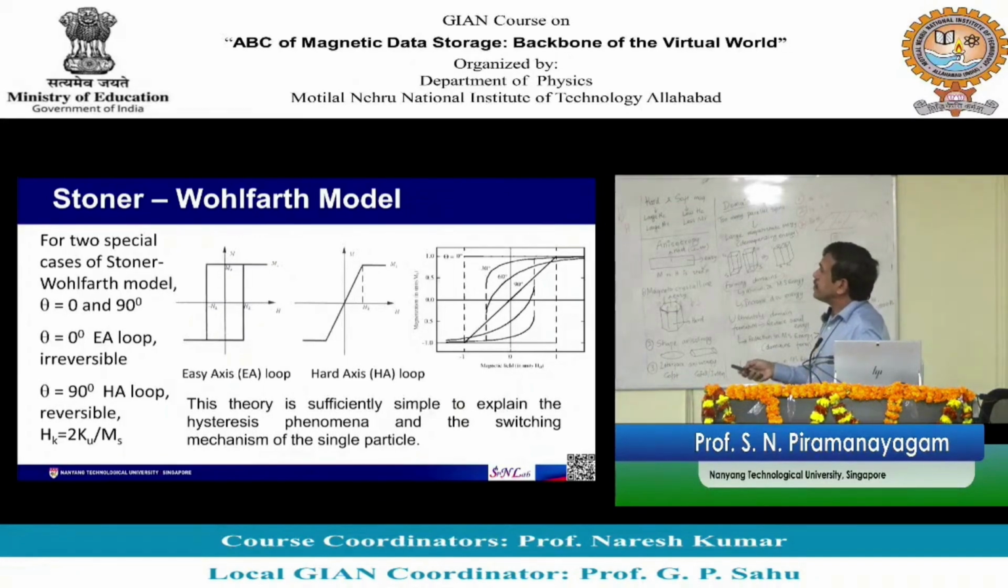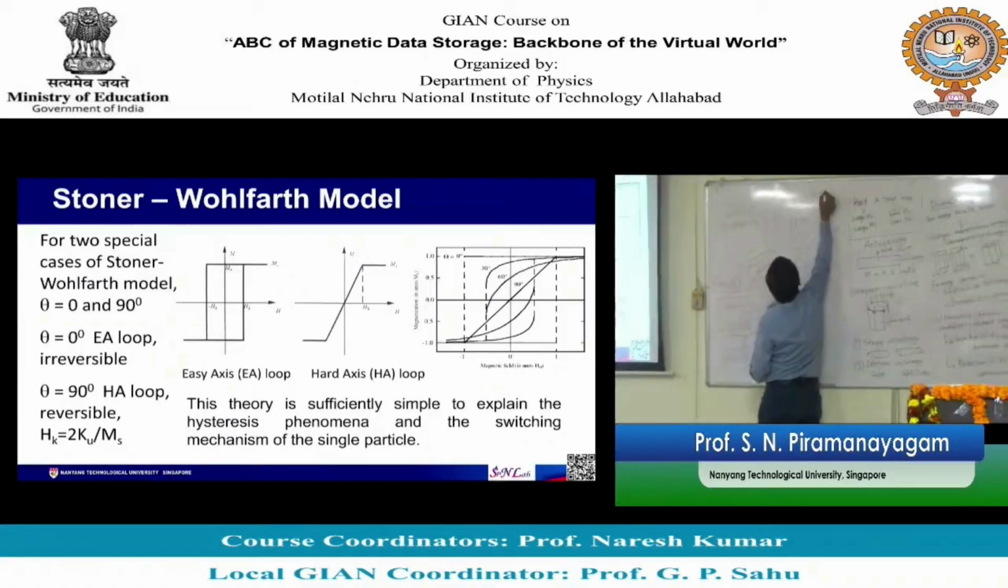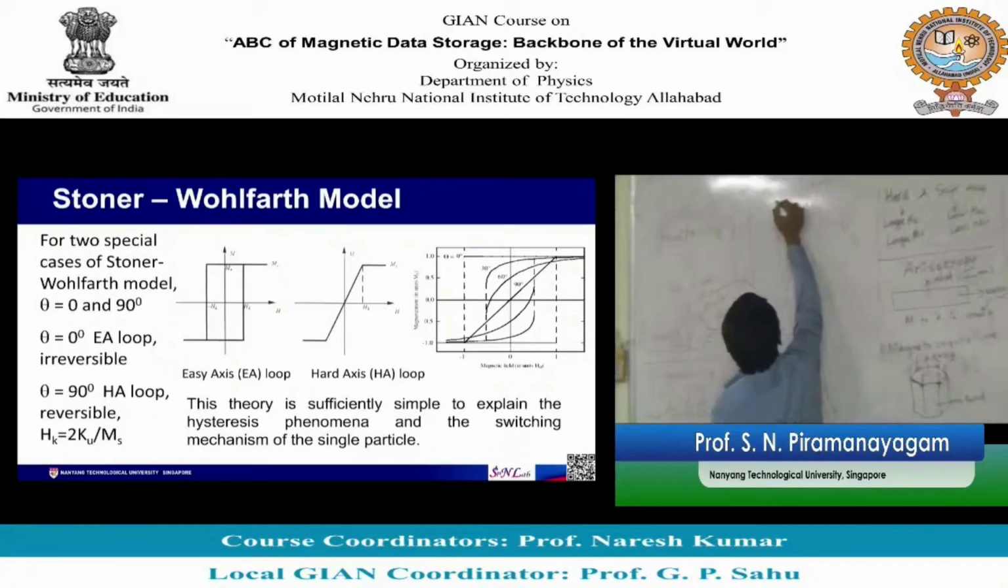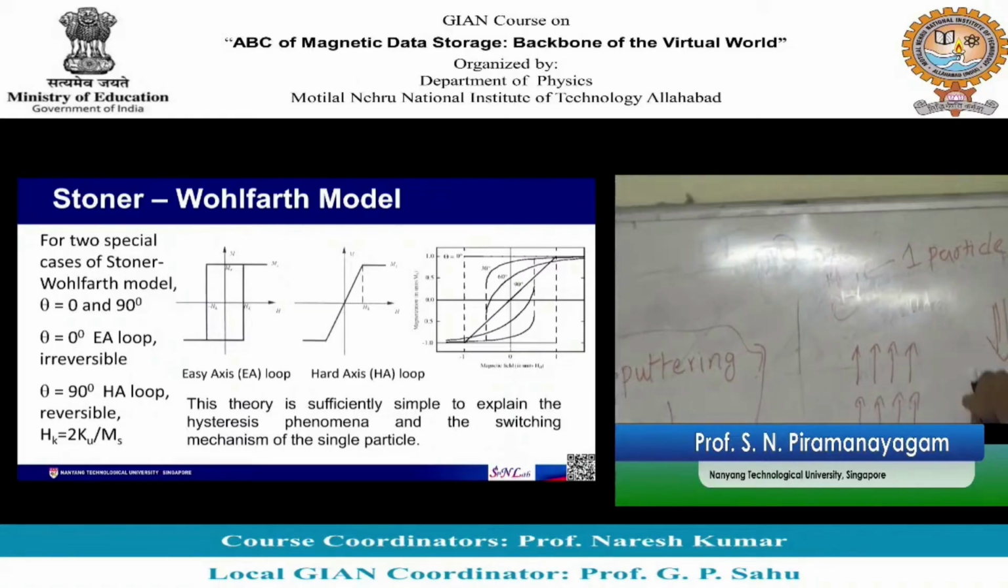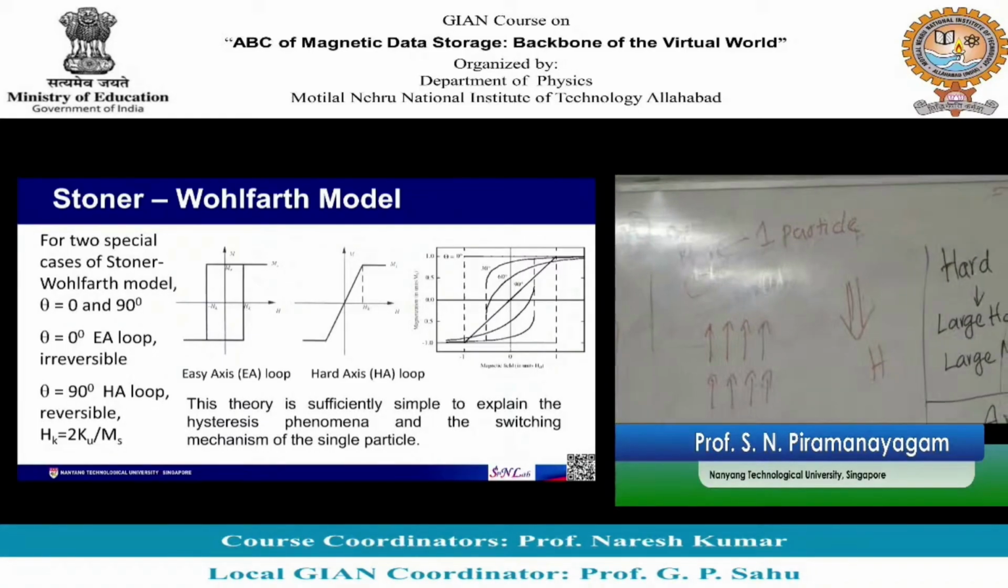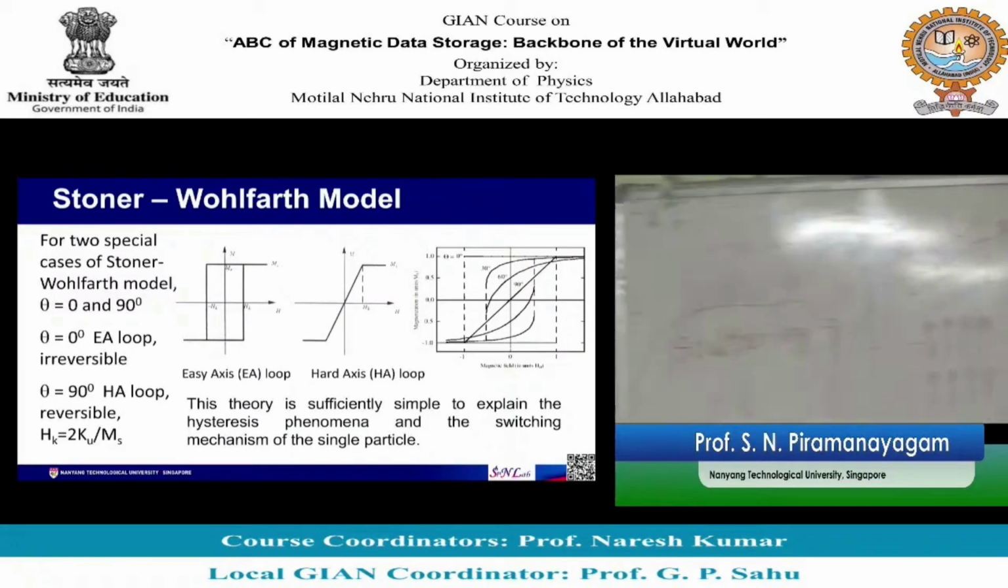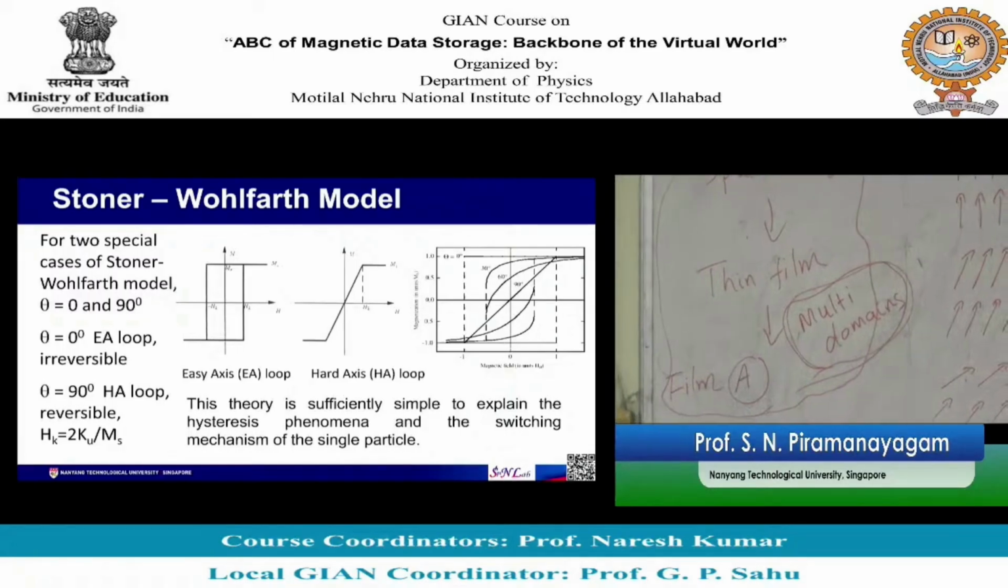And in this case, your hysteresis loop in the easy direction will look like this. Suppose you have, let's say I take only one domain, just one particle. You can say this is one particle, and initially it was magnetized like this. I apply a magnetic field in the opposite direction. So this particle will reverse at a field called Hk, the anisotropy field.